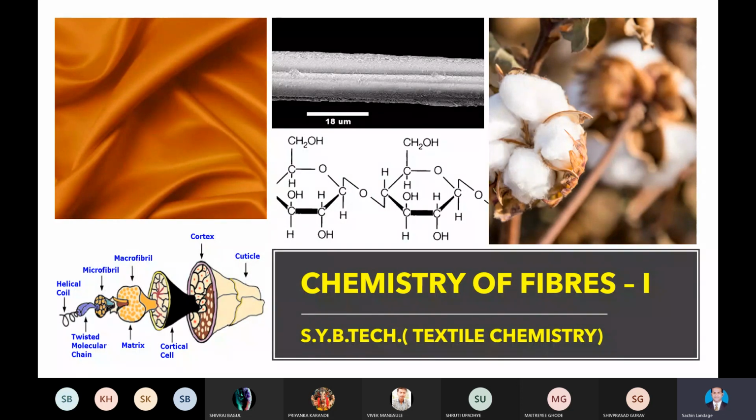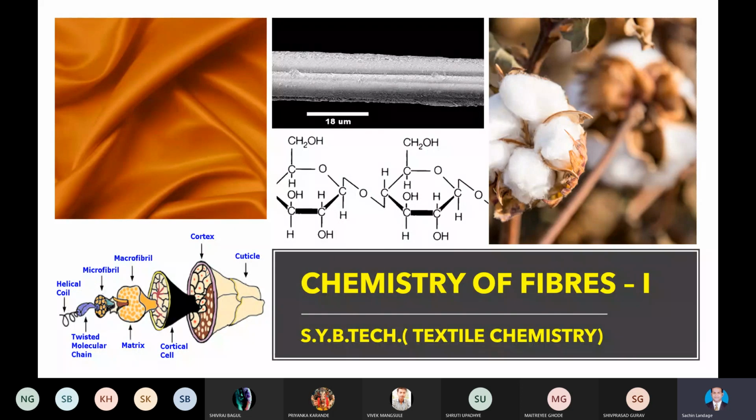Now, regarding the chemistry of fiber 1, the basic information which is required: you have studied organic chemistry. So organic chemistry 1, organic chemistry 2, whatever content is there, that content will help us in this course, as well as some part of the inorganic and the physical chemistry also going to help us. So that will be the best for our course.